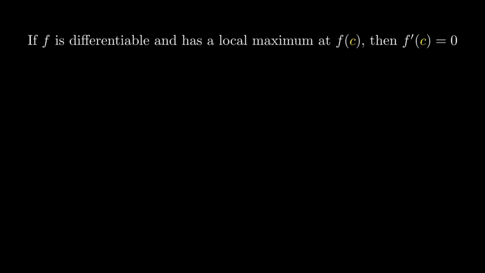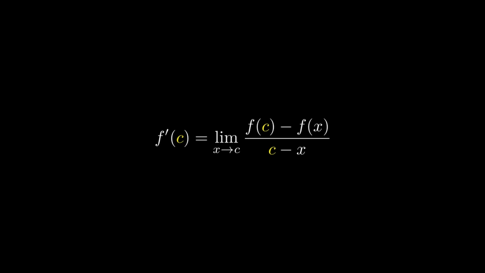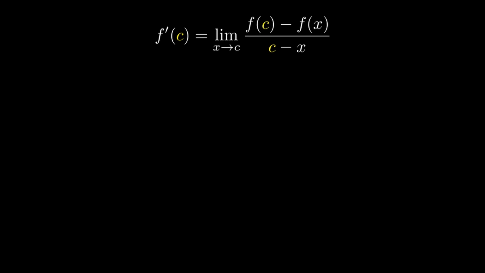Now let's look at the second useful fact. If f is differentiable and has a local maximum at f of c, then f prime of c is equal to 0. Let's recall that for f to be differentiable at c, the limit as x approaches c of (f(c) minus f(x)) over (c minus x) must exist. Now, since this limit exists, this means that the left-sided limit must be equal to the right-sided limit.